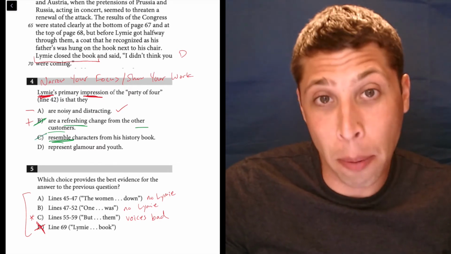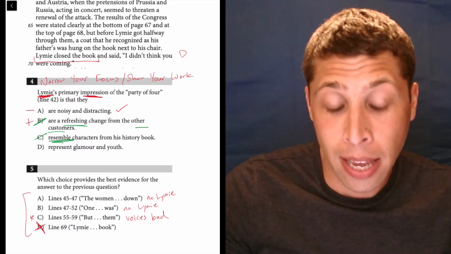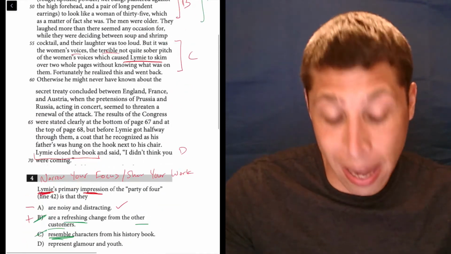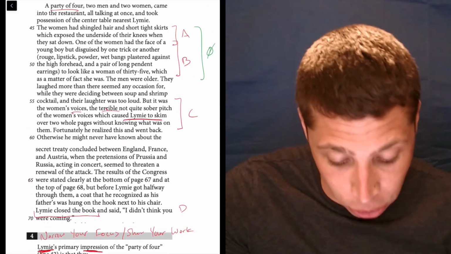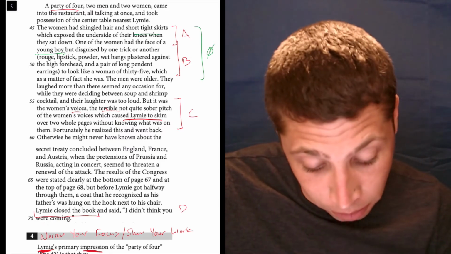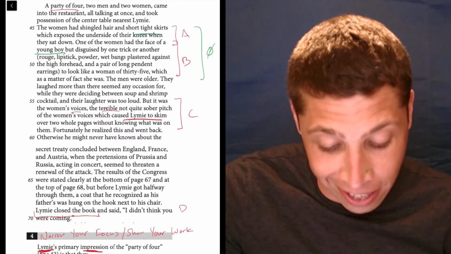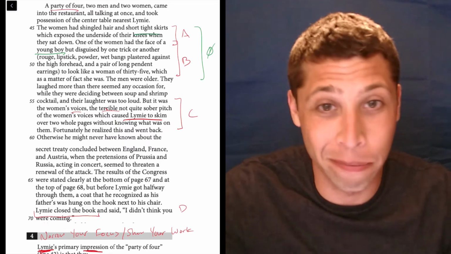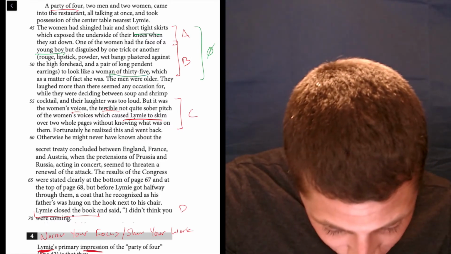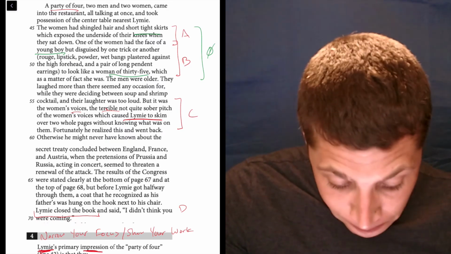They represent glamour and youth. This is what a lot of people pick. And they pick it because it does kind of maybe in some contorted way match with line references A and B. They talk about the woman having a face of a boy. I guess they have short, tight skirts, and maybe you wouldn't picture an old lady doing that, so you can assume it's a young woman. They do say she's a woman of 35.